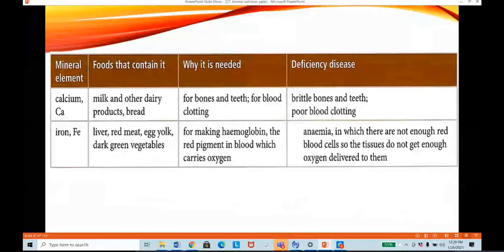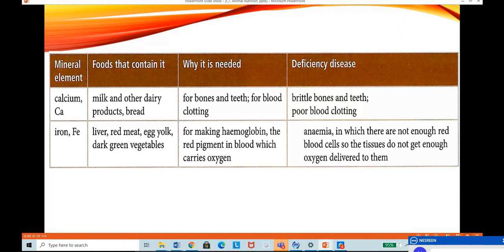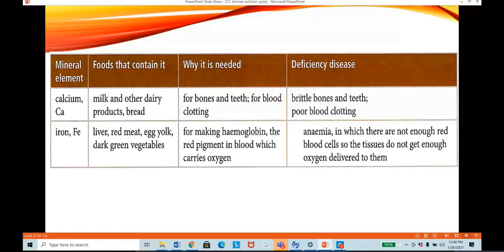Okay, so here in this table we have the mineral element, the foods and the information about it. Can someone read out the slide? Mineral element, calcium. Foods that contain it: milk and other dairy products, bread. Why is it needed? For bones and teeth, for blood clotting. Deficiency disease: brittle bones and teeth, poor blood clotting. Mineral element, iron. Foods that contain it: liver, red meat, egg yolk, dark green vegetables.